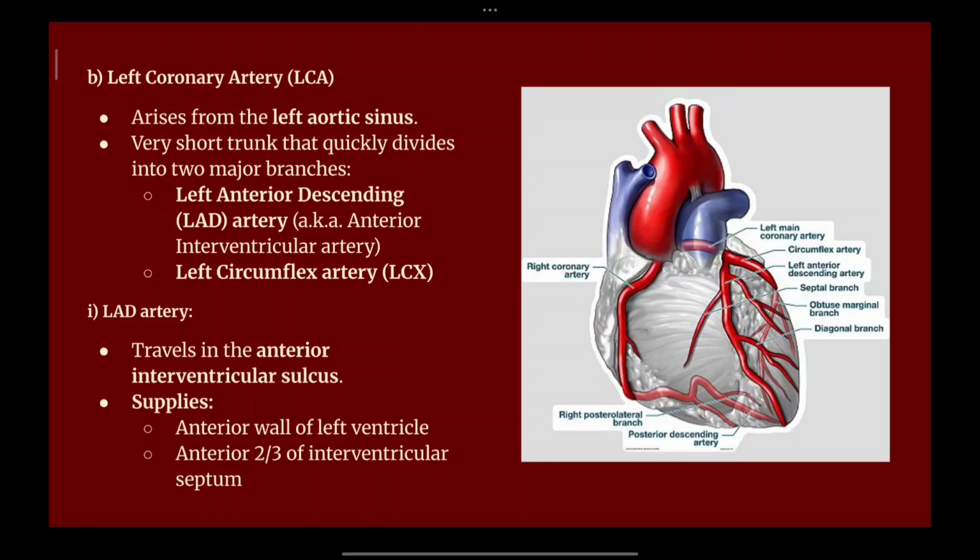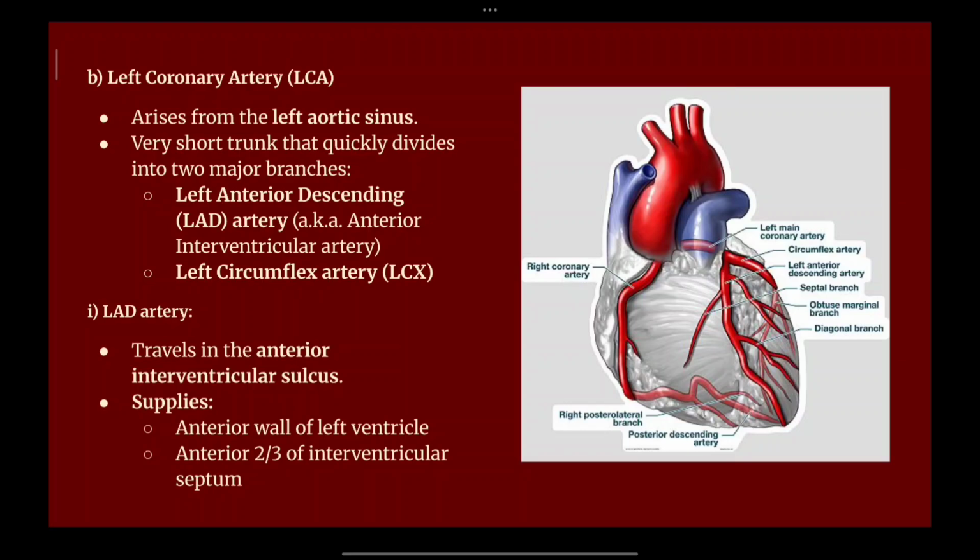This has a very short trunk that quickly divides into two major branches, the left anterior descending artery and the left circumflex artery. By the name only you can identify the left anterior descending artery. There are two main branches of the left coronary artery. The first branch you can see here is the left anterior descending, which goes in the anterior portion of the heart and moves downwards. It can also be known as the anterior interventricular artery because it moves on the interventricular septum. Now there is another branch of the left coronary artery, the left circumflex artery. By the name you can understand it is going to circle the heart.